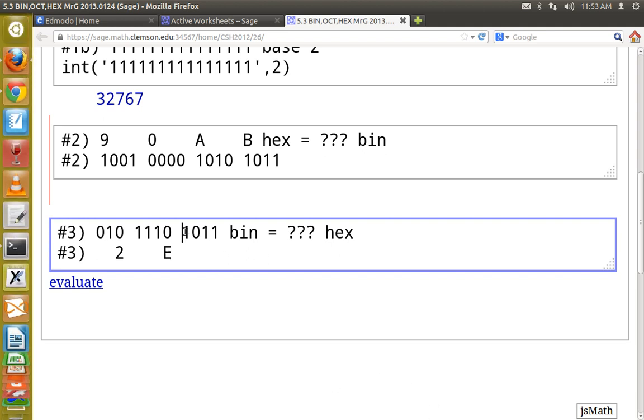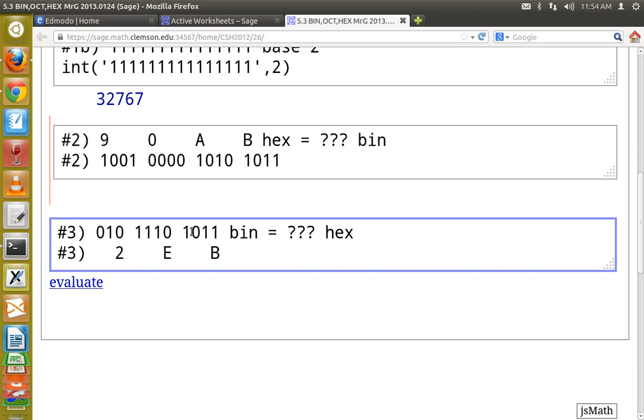How much is this? A 1, a 2, and an 8? 11, right? How do you write 11? B. A is 10, remember. So B is 11. That's 11, isn't it? A 1 and a 2 is a 3, and an 8 is an 11. Right? Okay.